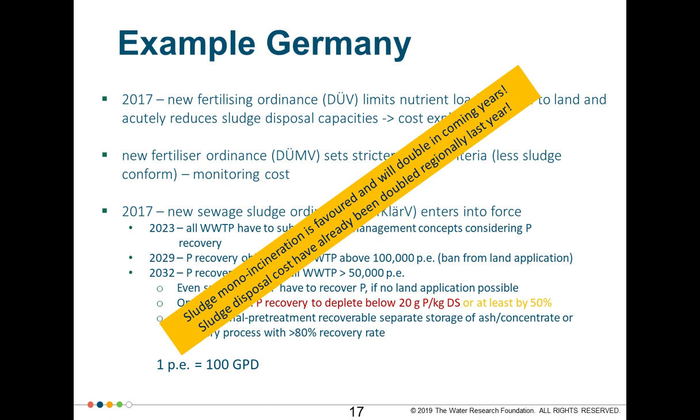Or you go to mono-incineration, which means that you exclusively incinerate your sludge without dilution with other waste streams. And then you are obliged to store your ash recoverable and separate from other waste, or to directly recover phosphorus from the ash by 80%.